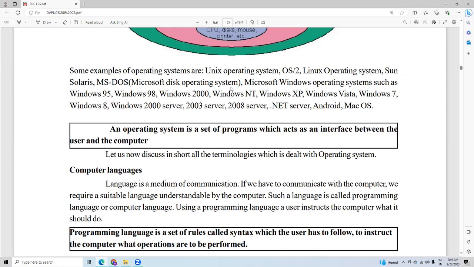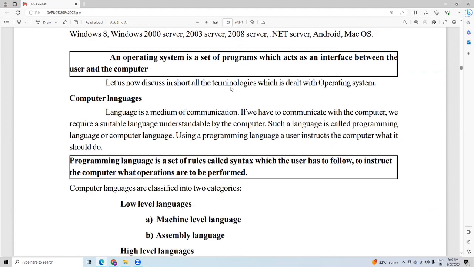So the definition, if they ask you what is an operating system for a 1 mark question: an operating system is a set of programs which acts as an interface between the user and the computer, right? So now here, let us discuss what are the terminologies used with the operating system.